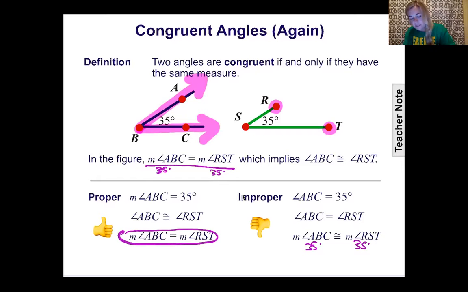If we hop back up to the top, it says angle ABC is 35 degrees. Anytime you're giving a number answer, you have to have measure written, which is why this is the incorrect answer, because there's no measure written right there.